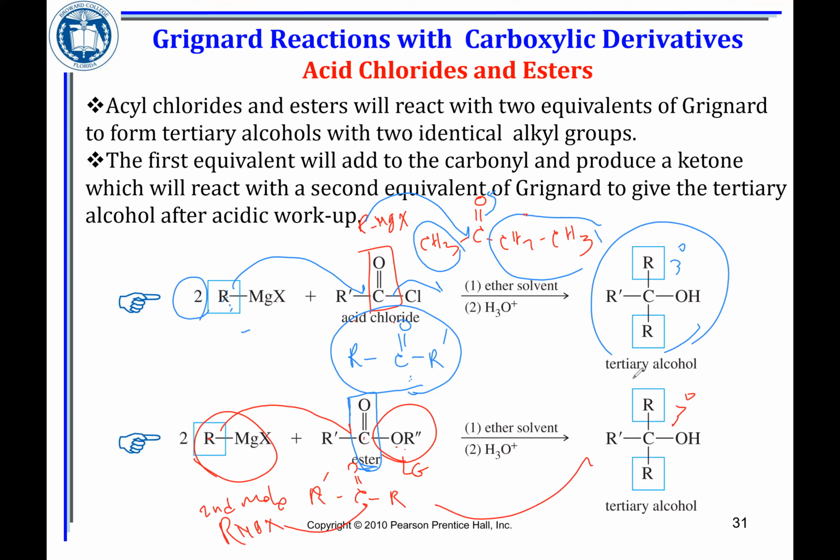So 2 moles of Grignard with acid chloride or 2 moles of Grignard with the ester would give you tertiary alcohol. So far we have 3 methods to prepare tertiary alcohol using Grignard: Grignard plus ketone, 2 moles of Grignard with acid chloride, and 2 moles of Grignard with ester. All 3 reactions would give you a tertiary alcohol.